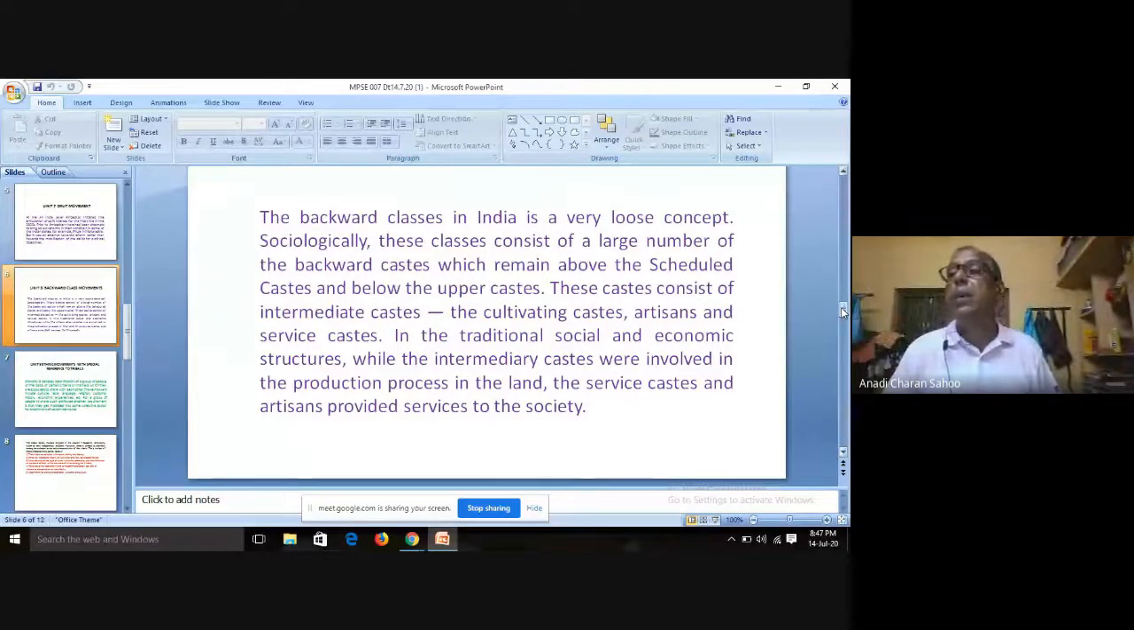The demand for reservation for the backward classes was raised in the Constituent Assembly by Punjab Rao Deshmukh, like Dr. B.R. Ambedkar had raised the similar demand for the scheduled caste.